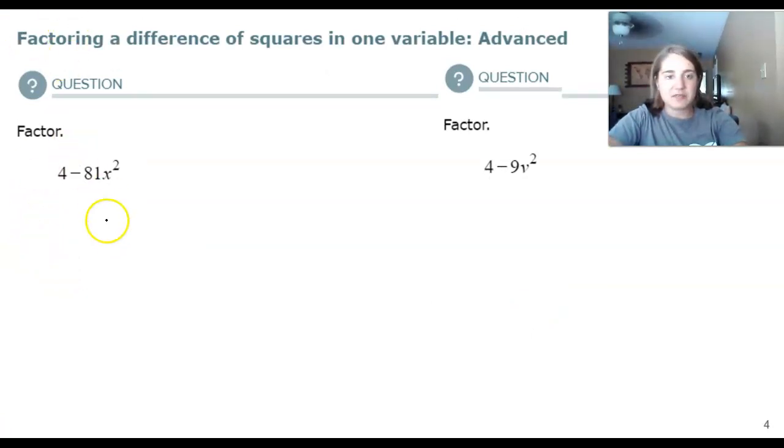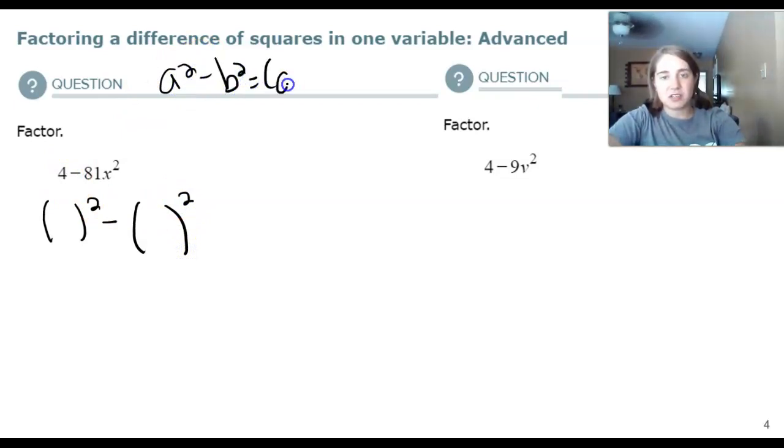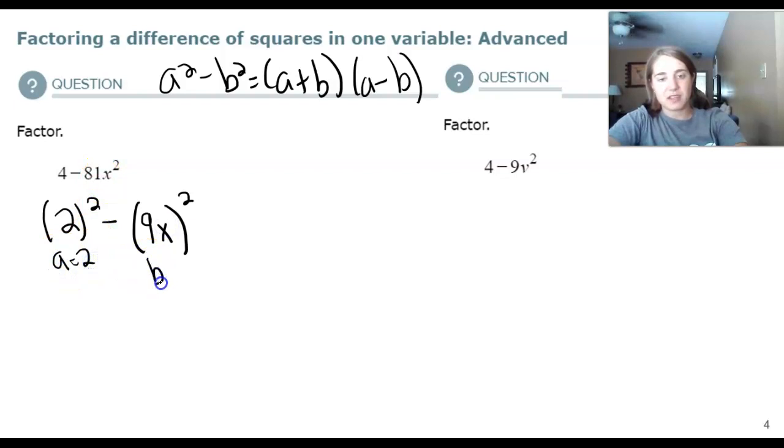If we look at these, I can still write this as something squared minus something squared. So I can use this equation. 2 times 2 is 4. 9 times 9 is 81. And the x times the x is x squared. So a equals 2, b equals 9x. So I can do a plus b, a minus b.